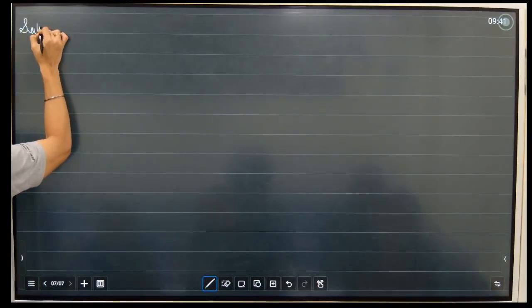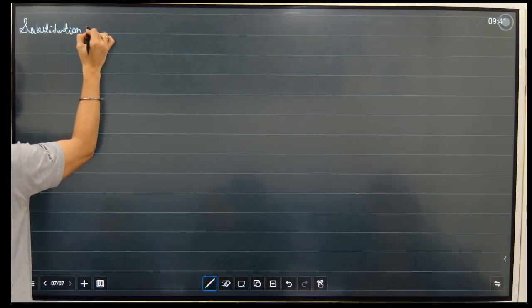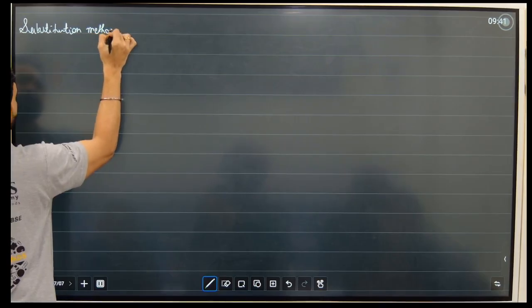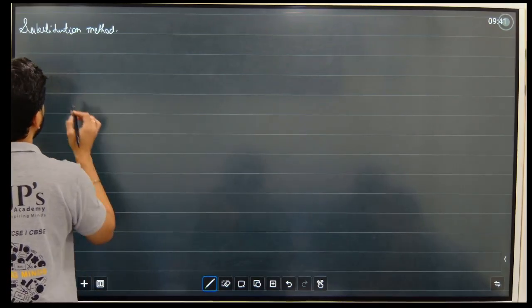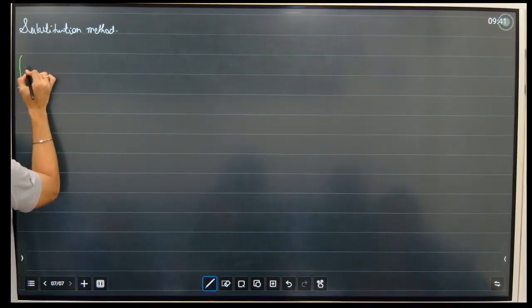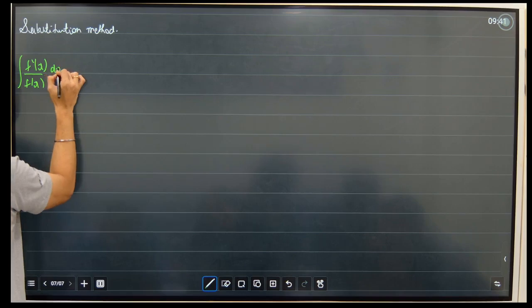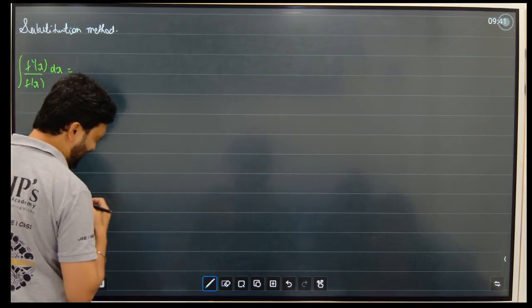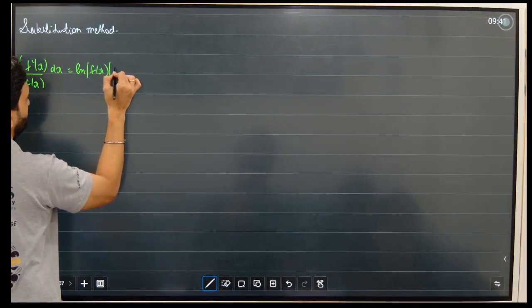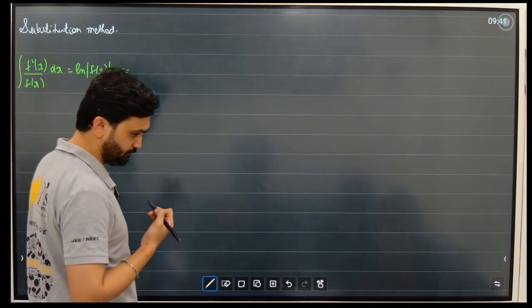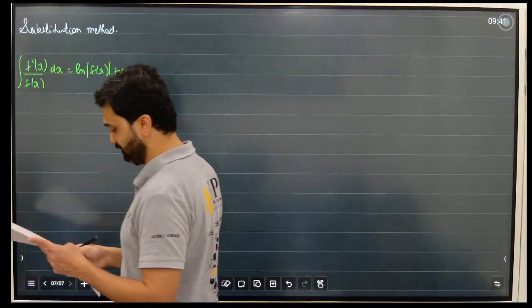Now, some sums on substitution method. What do you understand by substitution method? Look carefully. Integration f dash x upon f of x dx. If the numerator is the direct derivative of the denominator, my answer is ln mod of denominator plus c.